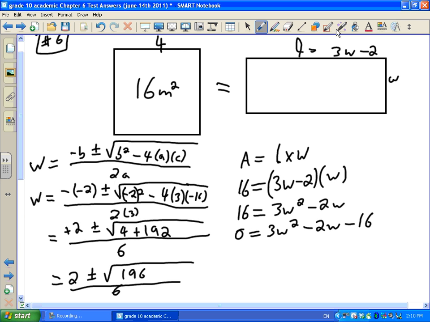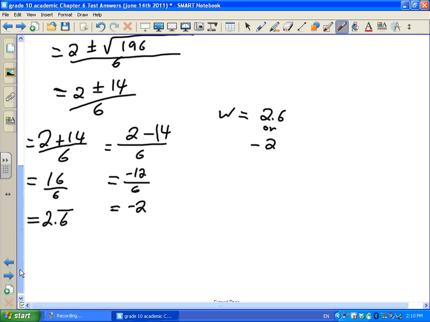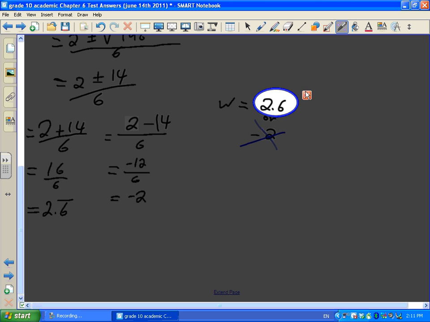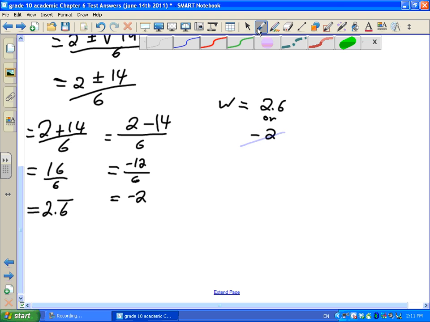Get the magic marker. Can we underline the width of the rectangle? Can the width of a carpet be negative 2? No. So let's go back down to our two answers. That makes no sense. We can't use negative 2, so we can cross that out. We know that the width of our carpet is 2.6. Okay? So the question asks us for the dimensions.